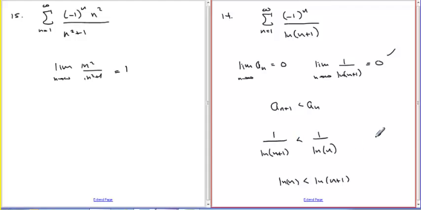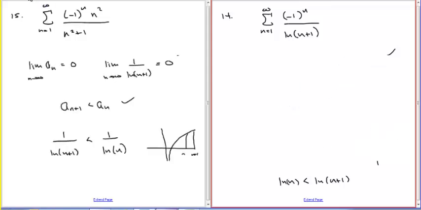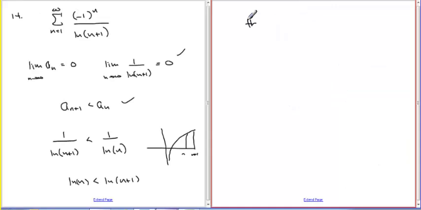And we know it is because the natural log function is monotonic in this way. This is n and this is n plus 1, so we know it's always increasing. So this is true. And because both of these are true, the series converges.